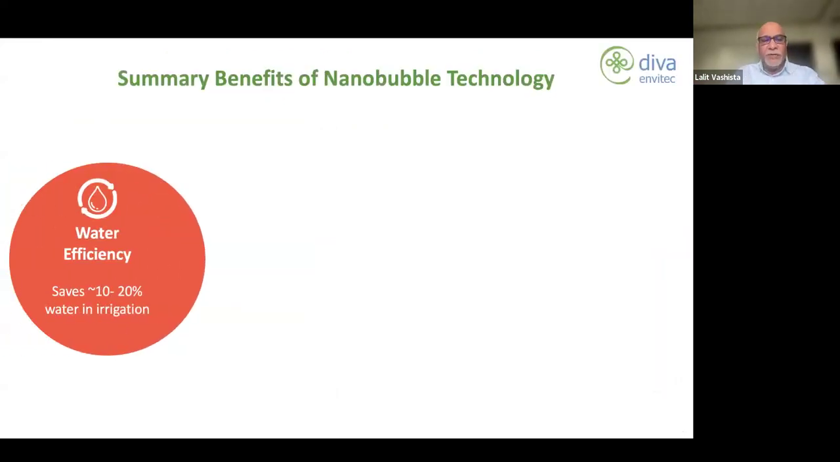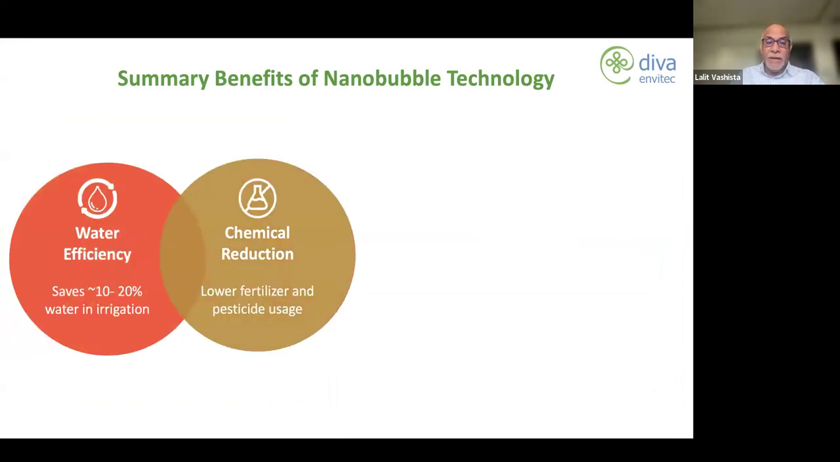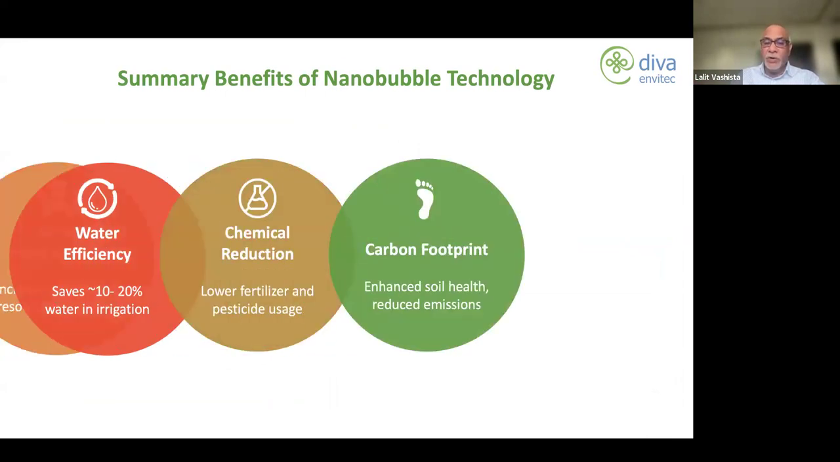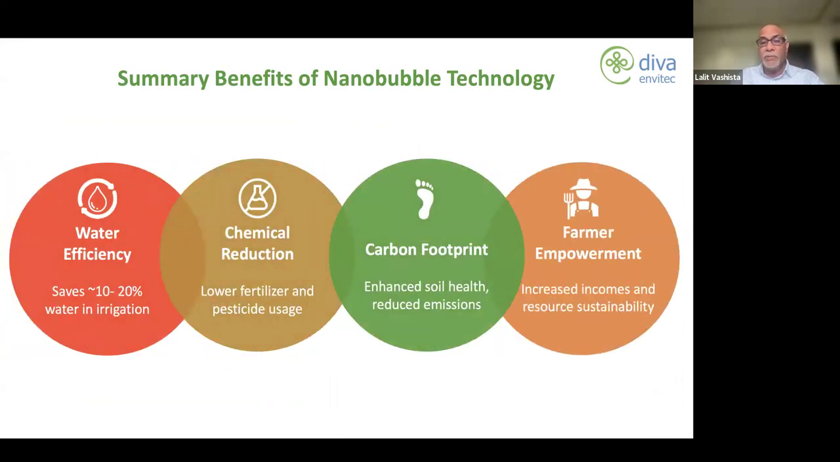So in summary, what I'm trying to say is we are increasing the water efficiency in irrigation, a 10 to 20% improvement, chemical reduction, lower fertilizer and pesticides usage, carbon footprint, enhanced soil health, and farmer empowerment, which is the most important thing which we are targeting. Our purpose is we have also a finance company where we are working on agri-tech businesses. All farmers who are coming up with some new ideas, there we support them. So in farmer empowerment, increased incomes and resource sustainability is the final goal.